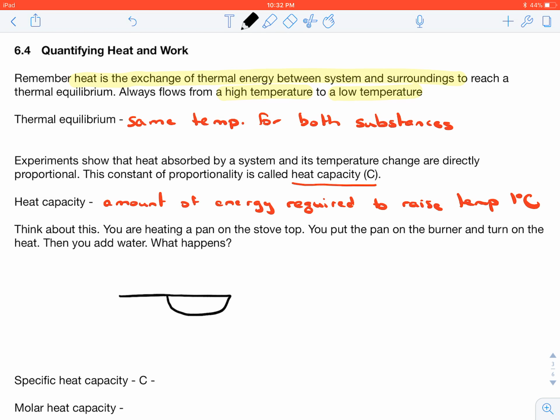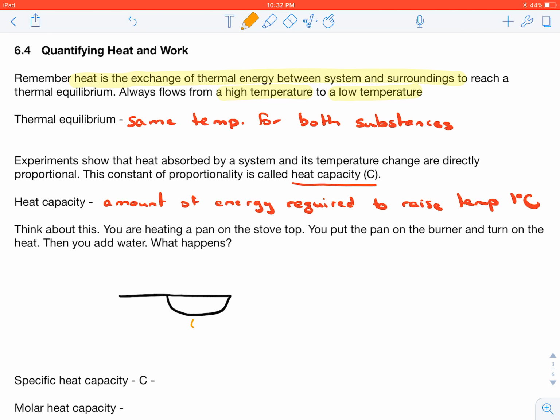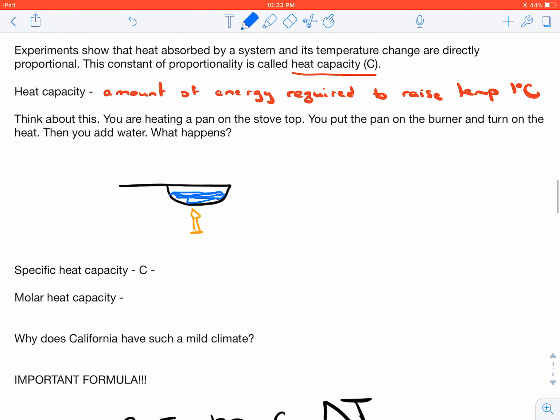And yes, I'm going to be an amazing artiste here. We've got our flame underneath it, heating it up. And the pan, since it's made out of metal, has what we would call a low heat capacity. It doesn't take very much energy at all for it to heat up. But then, once we add the water to it, it starts taking forever to heat up, and that's because water has a very high heat capacity. And so there's our example.